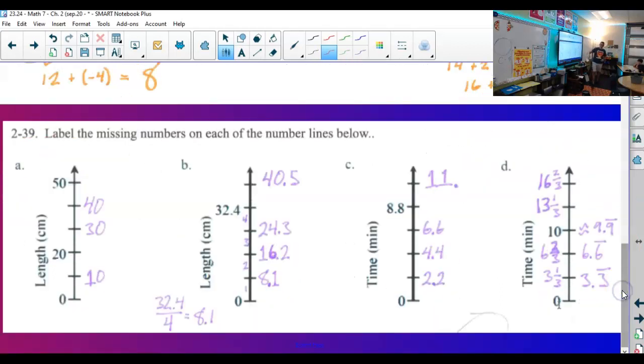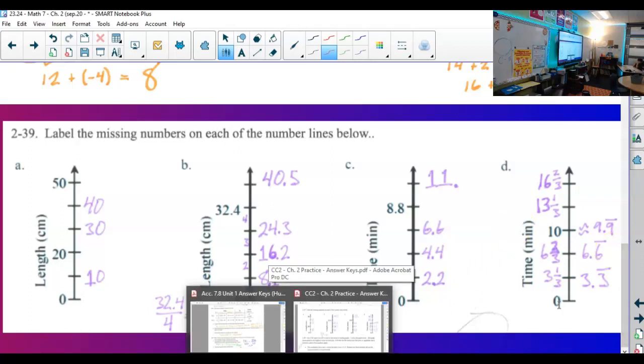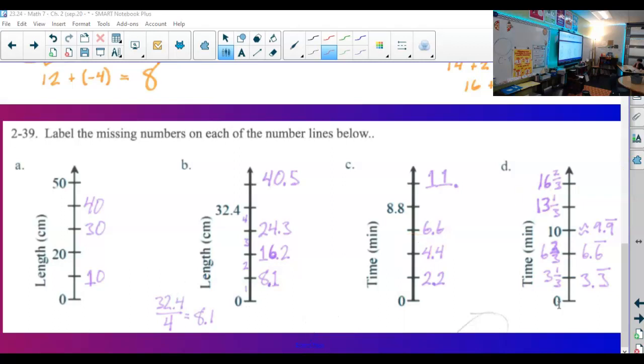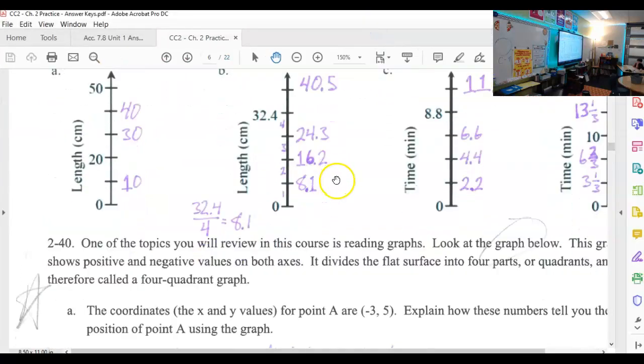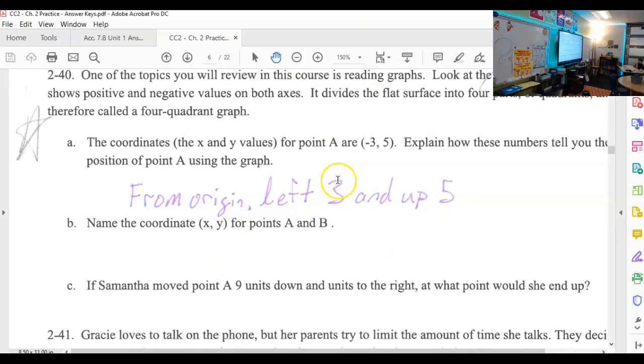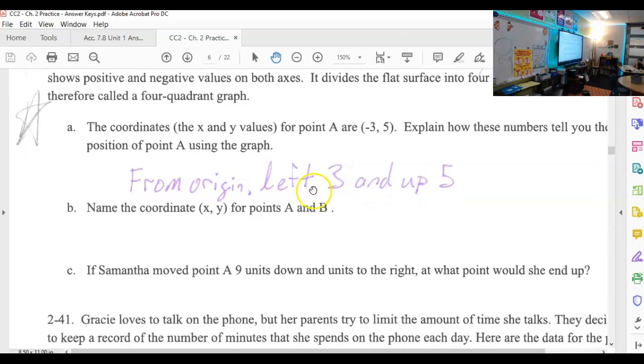Our number lines, we got to remember how to scale those. So if this is wrong on your paper, you probably need to check your scaling notes, like your number line scaling notes. And then if you're told to go to -3, 5, well, that's really left 3, up 5.